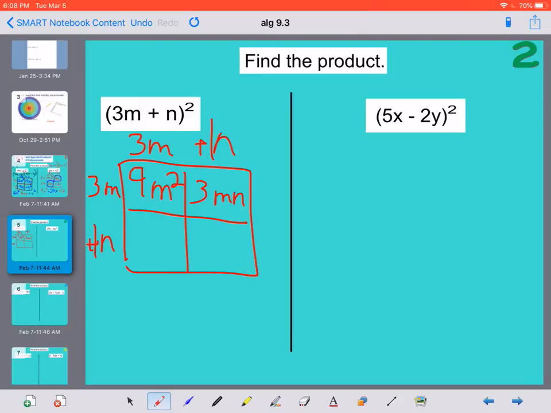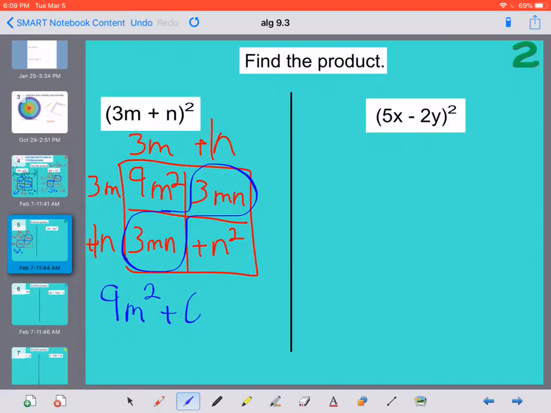3 times 1 again is 3. M times n is mn. And 1 times 1n gives me positive n squared. So I can combine the two mn's and get 9m squared plus 6mn plus n squared.